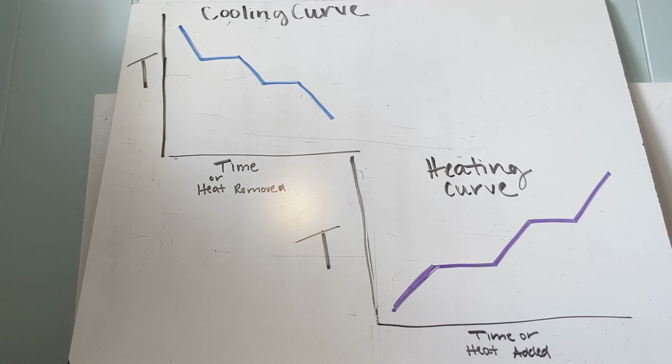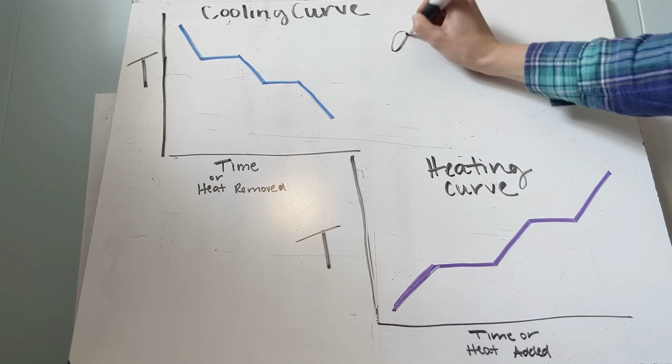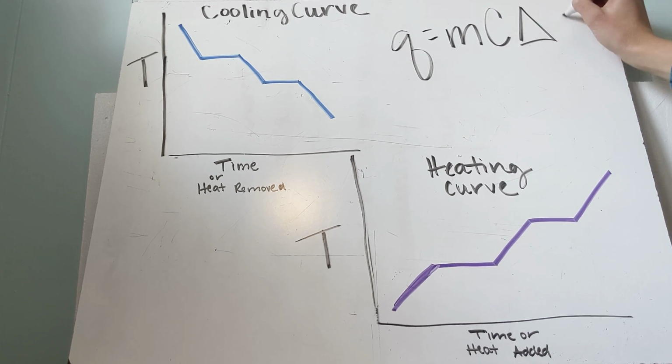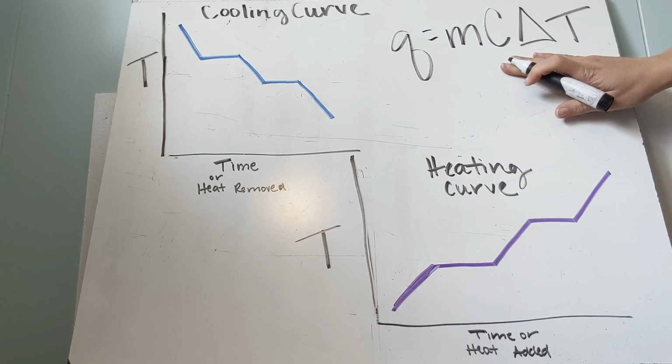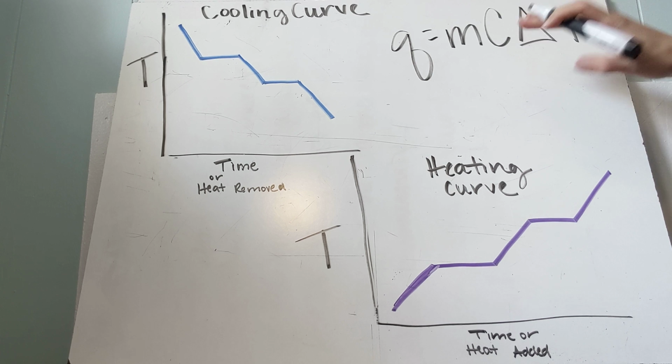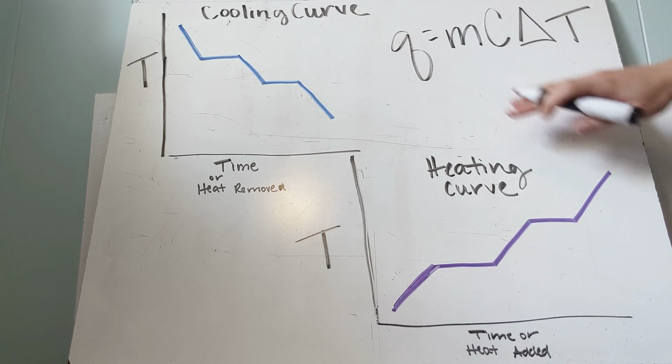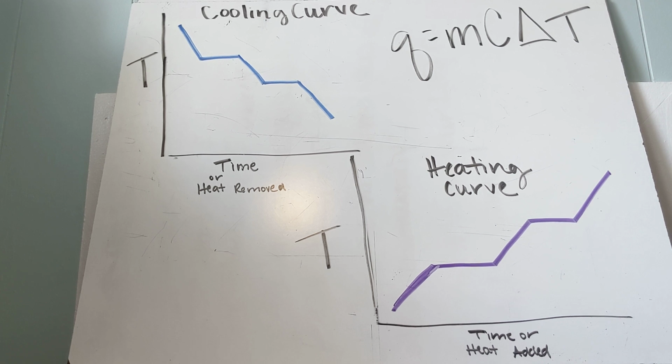The reason that I'm showing you these is because yesterday in your notes you should have found the formula Q is equal to MC delta T. This is the formula that we're going to be working with today, and it directly applies to cooling curves and heating curves. On these curves, you are actually calculating Q, though not at all of the locations.